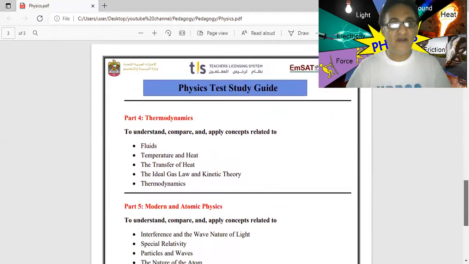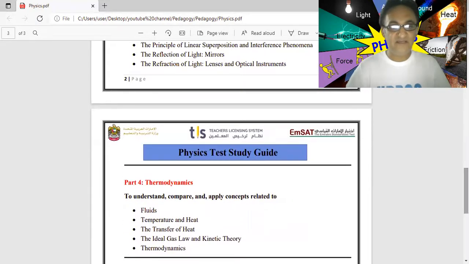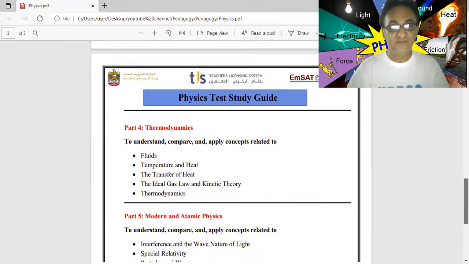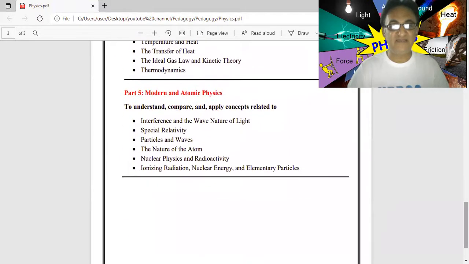We'll move to the 4th one, which is thermodynamics, fluids, temperature and heat, the transfer of heat, the ideal gas law and kinetic theory, thermodynamics. Part 5, which is the last part of that, modern and atomic physics, understand, compare and apply concepts related to interference and the wave nature of light, special relativity, particles and waves, the nature of the atom, nuclear physics and radioactivity, ionization, radiation, nuclear energy, and elementary particles.